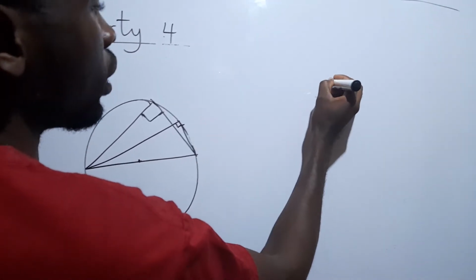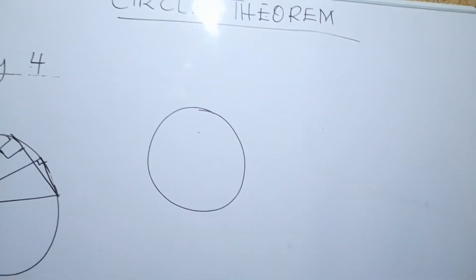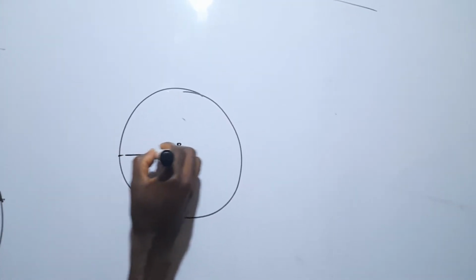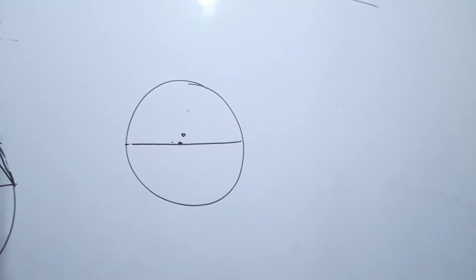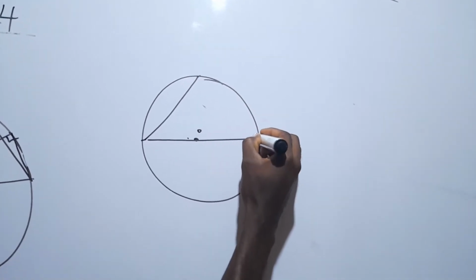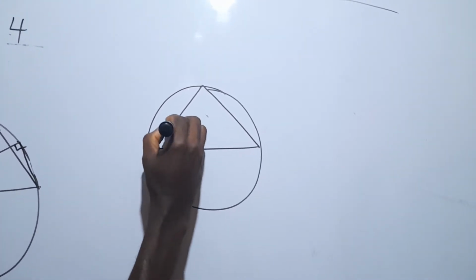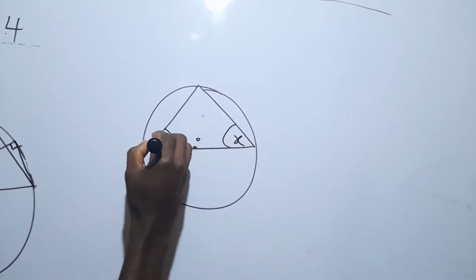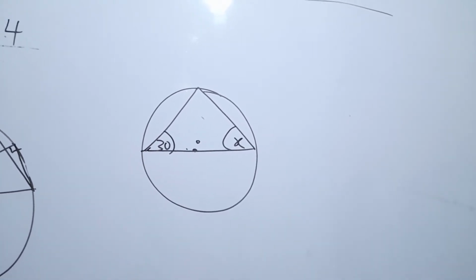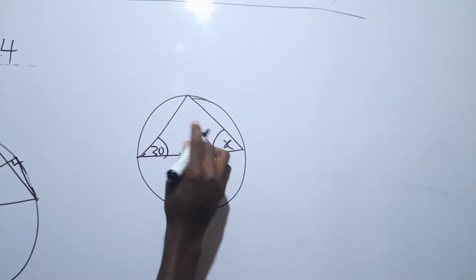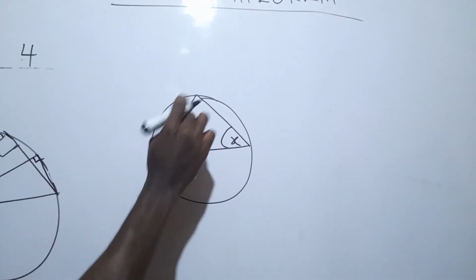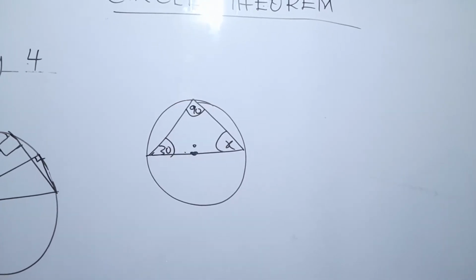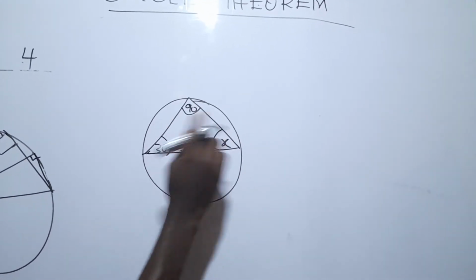Now if I have a circle like this, and let's say we have a center O and a diameter, and that diameter sustains an angle here, let's say it's 30 degrees, and this one is x, and we are asked to find x. How do we find x? Remember, the property says that when a diameter sustains an angle at the circumference of the circle, the angle is 90 degrees. So this is a triangle.